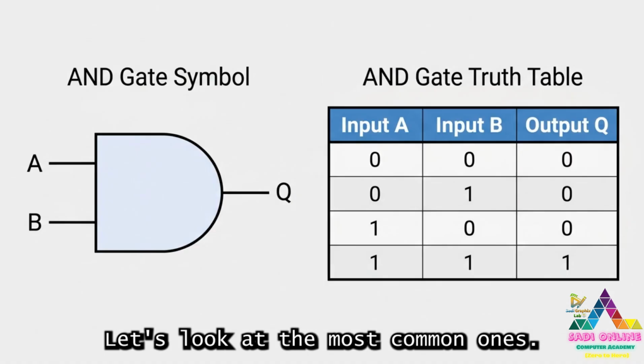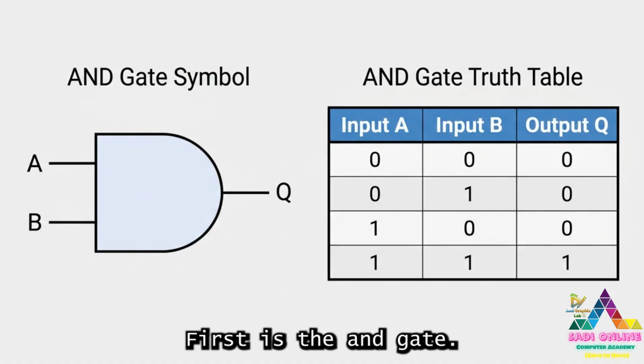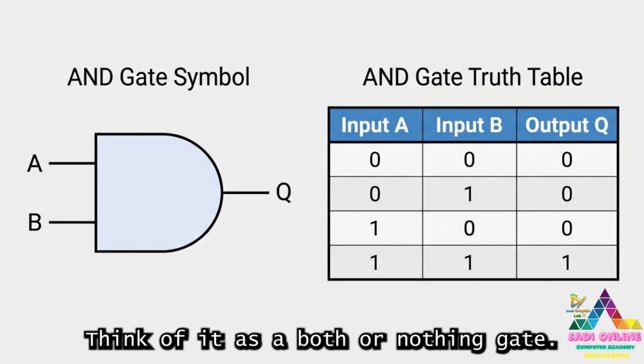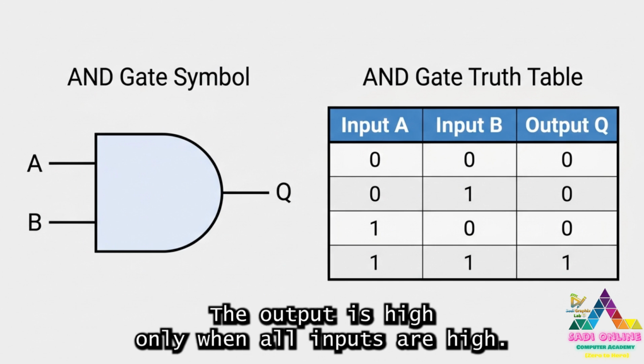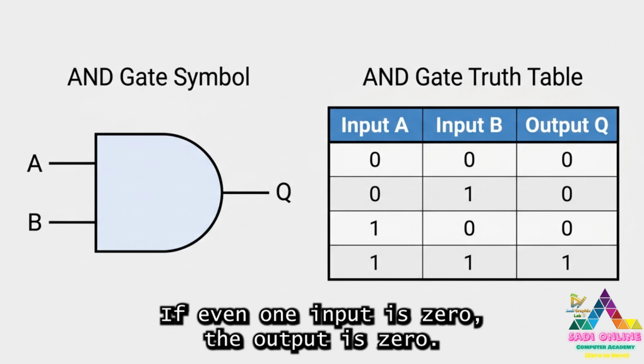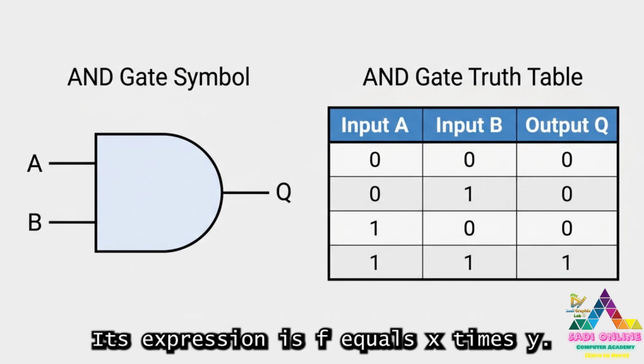Let's look at the most common ones. First is the AND gate. Think of it as a both or nothing gate. The output is high only when all inputs are high. If even one input is 0, the output is 0. Its expression is F equals X times Y.